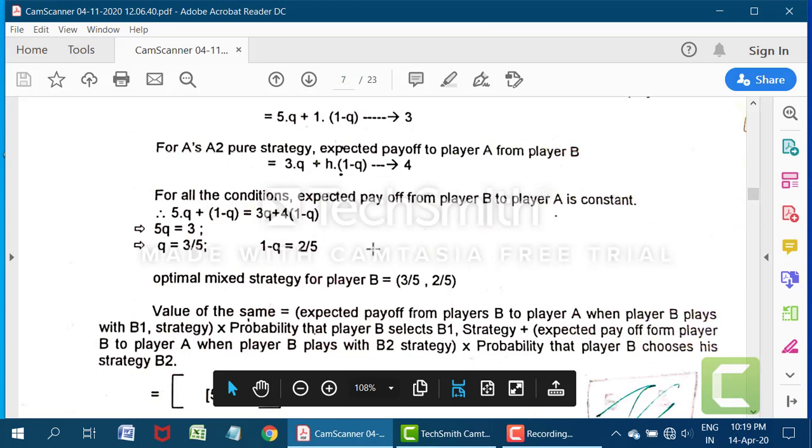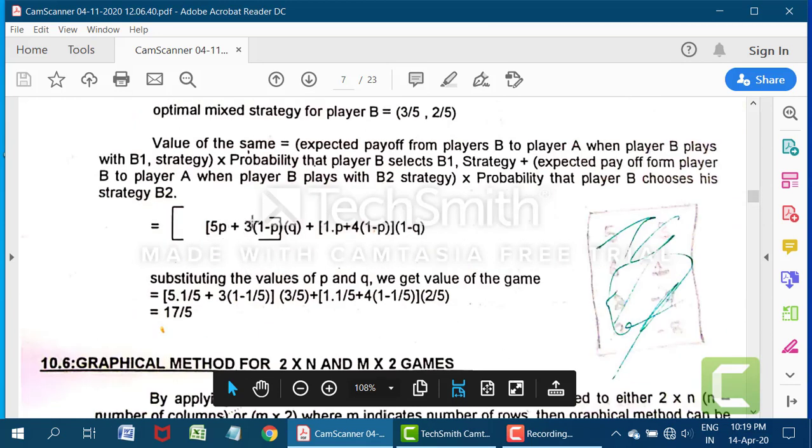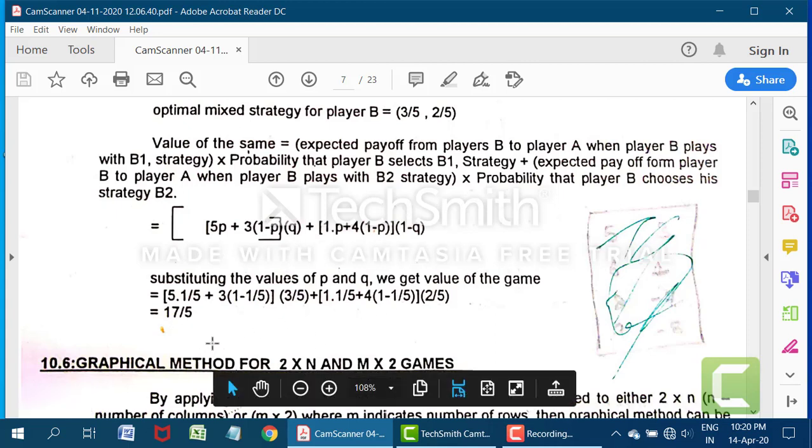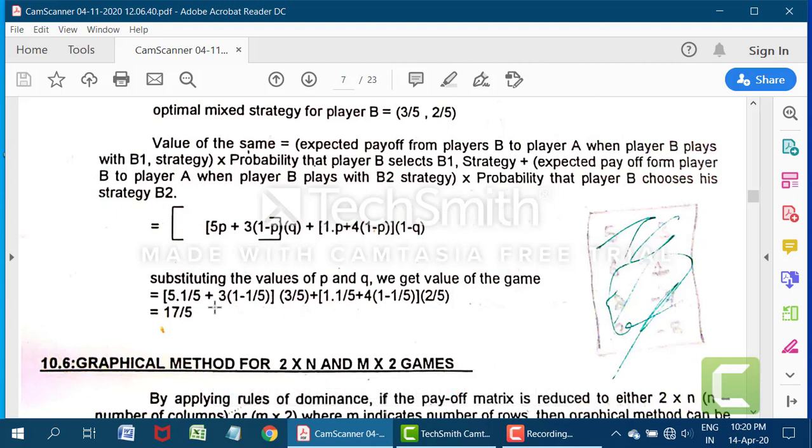5P plus 3 into 1 minus P, whole expression into Q, plus the expected payoff to player A when player B plays the B2 strategy, into the probability that B plays B2, 1 minus Q. If you evaluate P and Q and substitute here, it becomes 17 by 5. This is how you find, in the arithmetic method, the mixed strategies for both players and the value of the game.